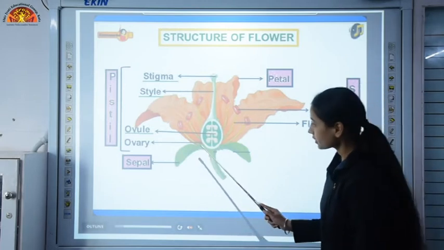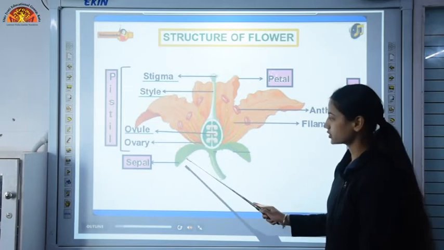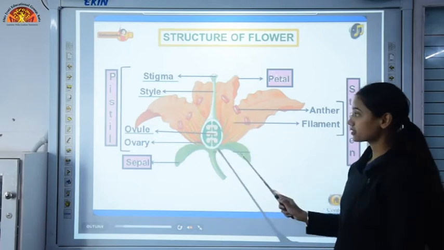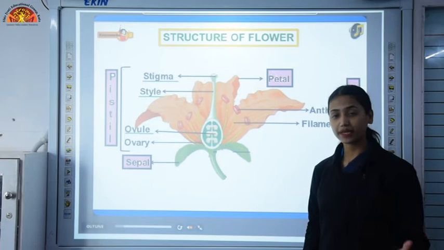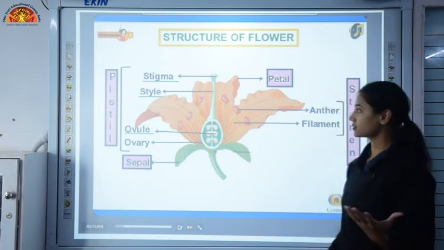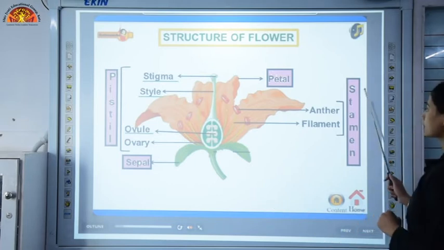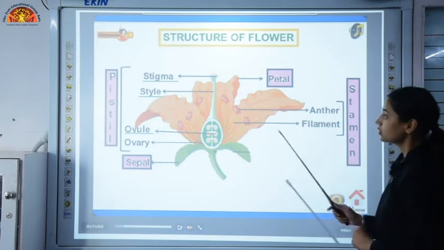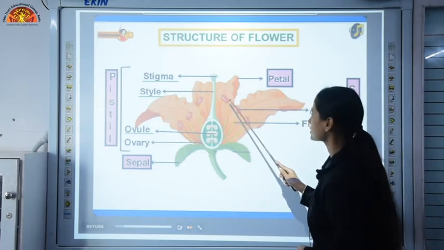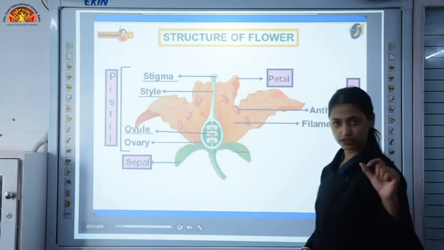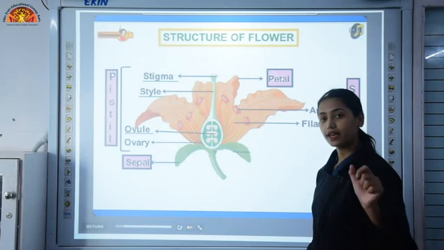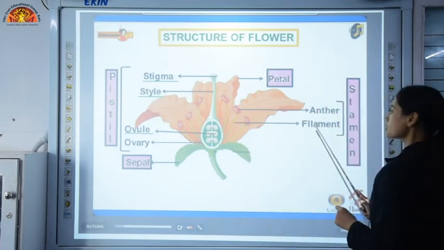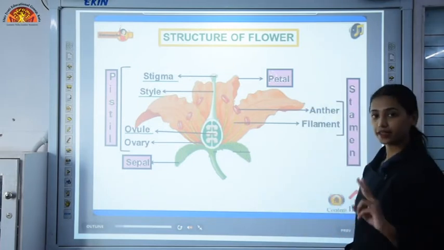First look here, this green leaf-like structure is known as sepal. Then these colorful beautiful leaves are known as petals. Like you have heard of rose petals, those red colored leaves, those are petals. Then the male reproductive organ is known as stamen, and it consists of 2 parts, anther and filament. This bag-like structure is the anther, inside which small pores are present, with pollen grains, and they help in reproduction. And this thread-like structure is known as filament. So, stamen has 2 parts, anther and filament.